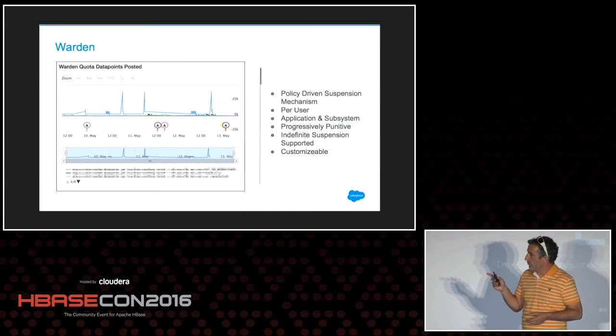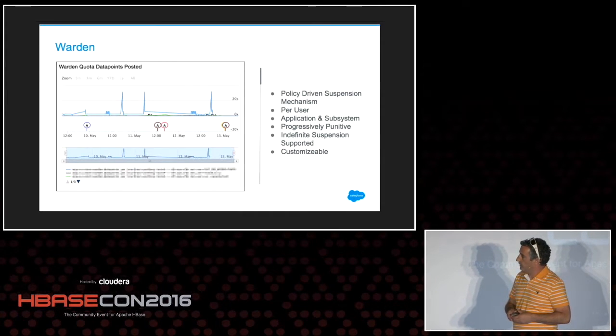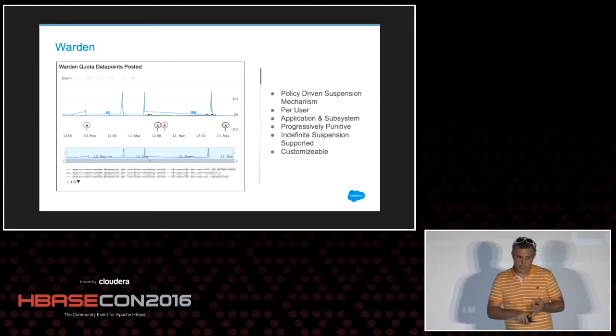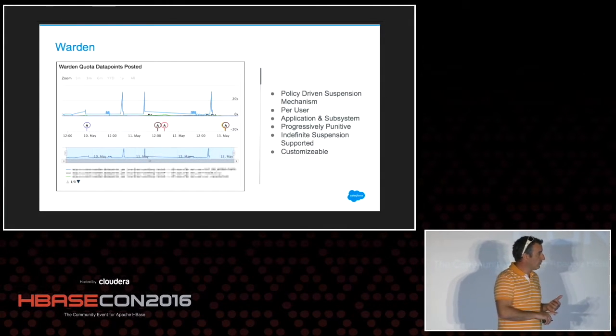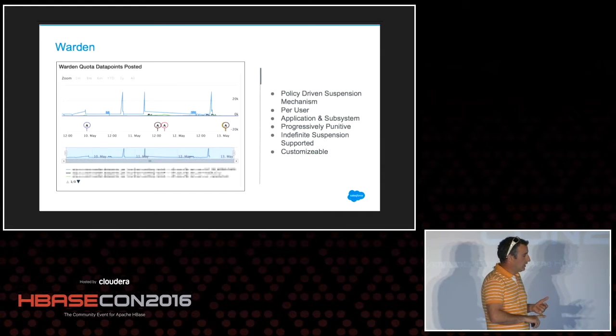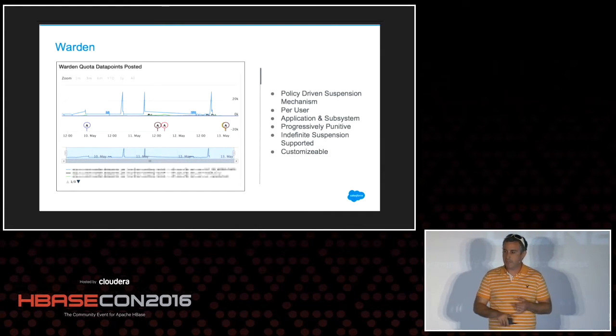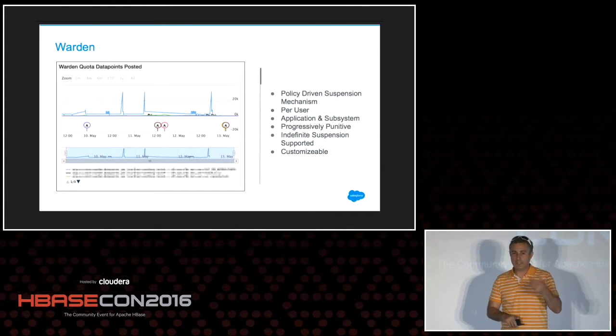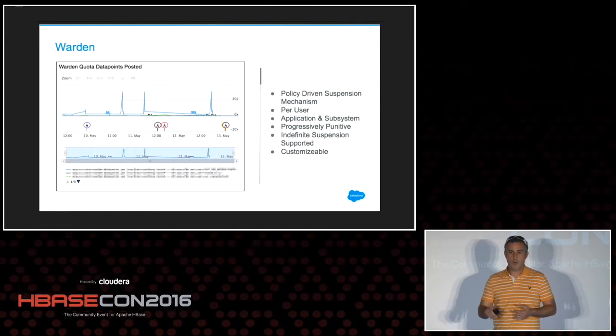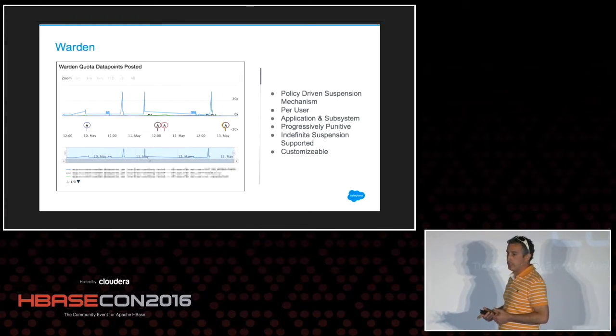So this is just an example of Warden. We kind of talked about it a little bit. It's policy-driven. It's applied per user. It applies at both the application level, at the Argus level, and at the subsystem level. So you can suspend somebody from pushing data, Timeseries data, but still allow them to do alert evaluation, or still allow them access to the read API.